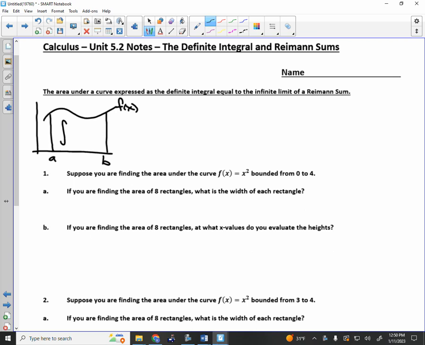The definite integral from A to B of f of x, and we attach a dx. The definite integral from A to B represents the area bounded from A to B underneath the function and the x-axis. We want to compute that exactly today.